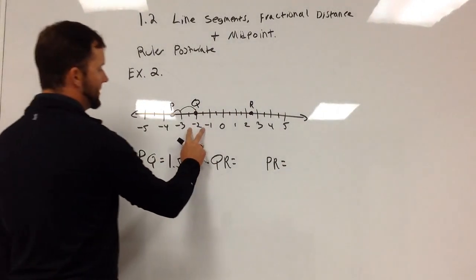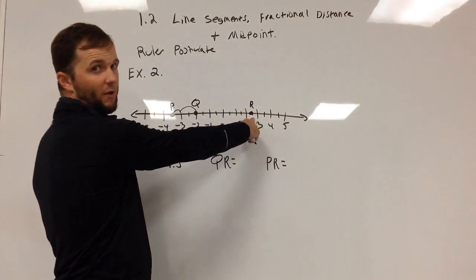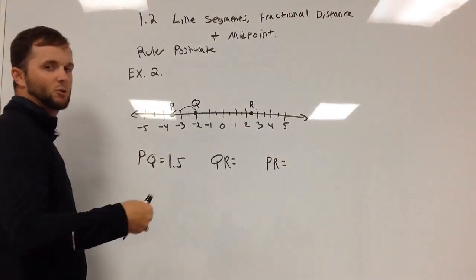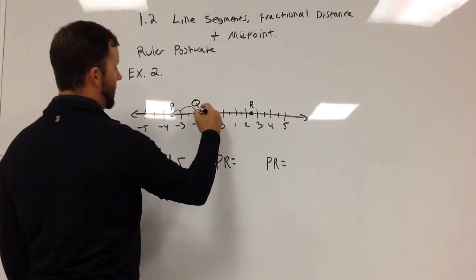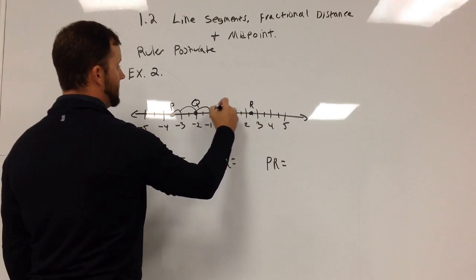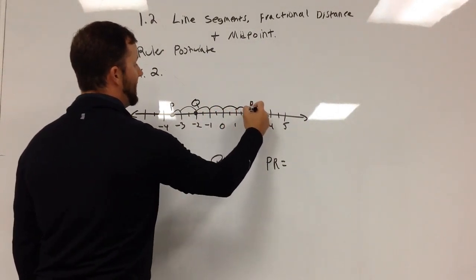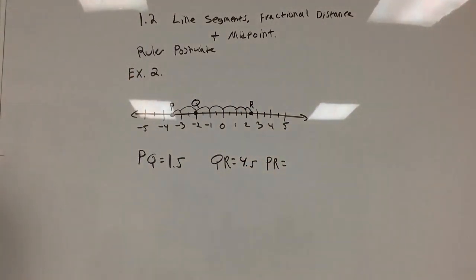So it looks like Q is sitting on -2, and R is sitting on positive 2.5. So I'm going to count all the way over till I get to 2, and then I'm going to count that extra 0.5 to make it work here. So let's go ahead and count. Starting from -2, I'm going to go 1, 2, 3, 4, and then a 0.5. So the distance from Q to R is going to be 4.5.